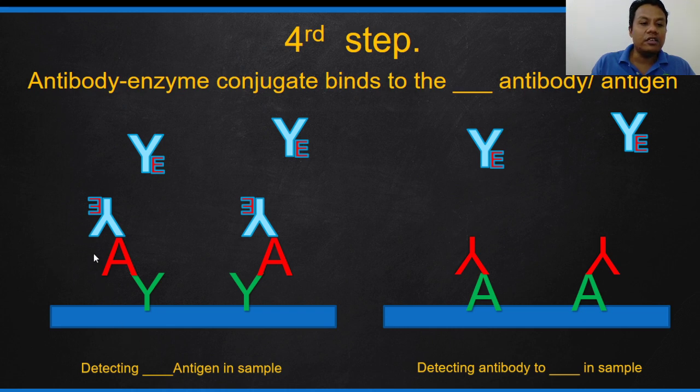In this case, conjugated antibodies against the specific antigen that we are looking for, or antibodies against human antibodies, because earlier we put the specific antigen. We want to detect the patient antibodies, the specific antibodies against the specific antigen. So we need to use antibodies against human antibodies.